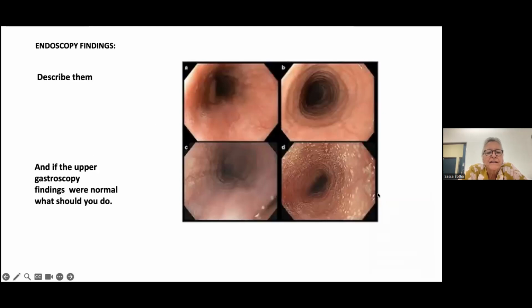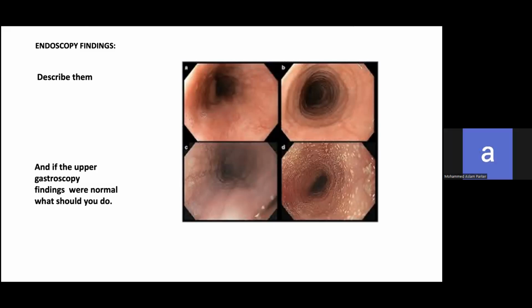Okay, so now this is what you see. What are you seeing if it's EOE? You are seeing furrows, rings, and these white plaques as well. It may be edematous, or it may be normal also. Yes, and the plaques can look a lot like candida, so you've just got to be aware and look for these things. If the findings were totally normal, what should you do? Biopsy. That's right.